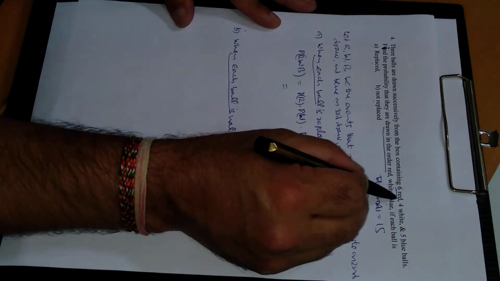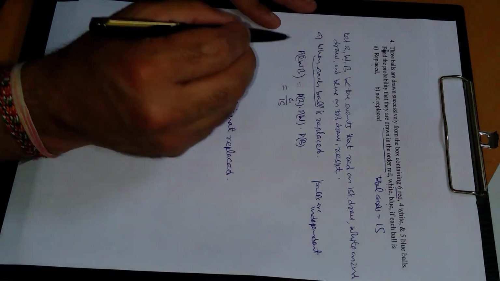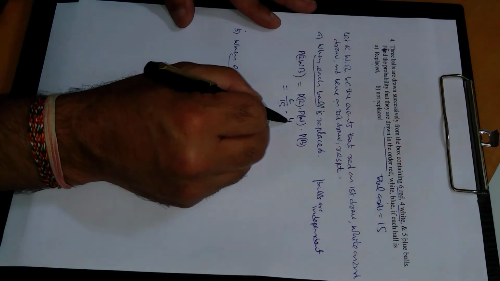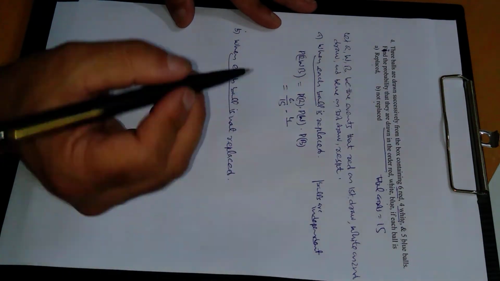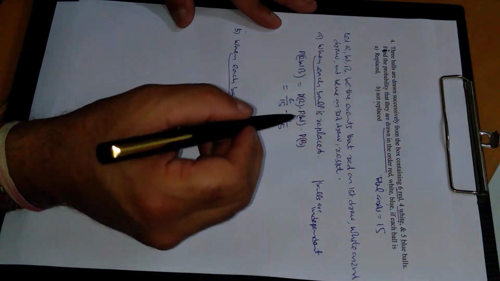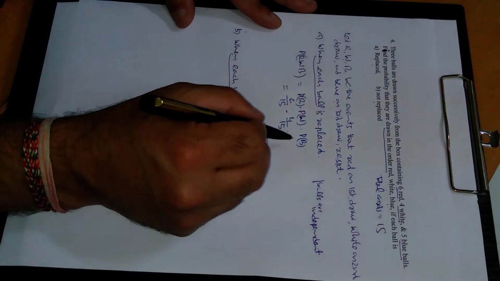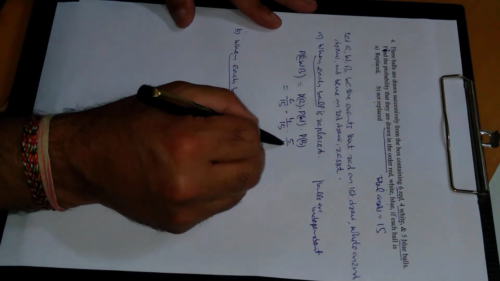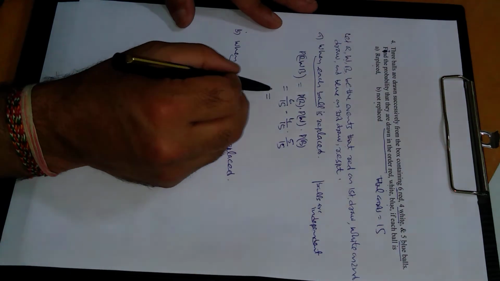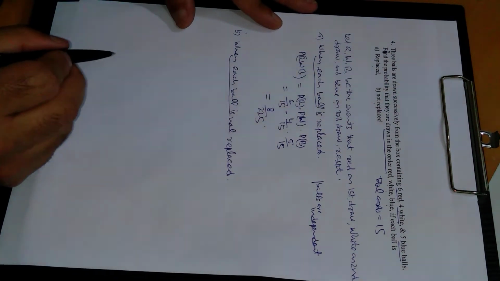Probability of red: for red we have 6 favorable outcomes and total outcomes are 15. Similarly for white we have 4 options, because this is the probability for one card drawn, and total cards are again 15. With the replacement, cards are again available for selection. Next, favorable outcomes for blue are 5 and total cards are again 15. Total cards are 15 every time. On simplification this will come out to be 8 upon 225.